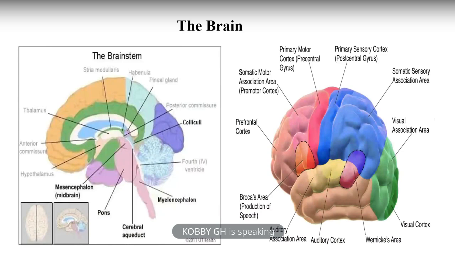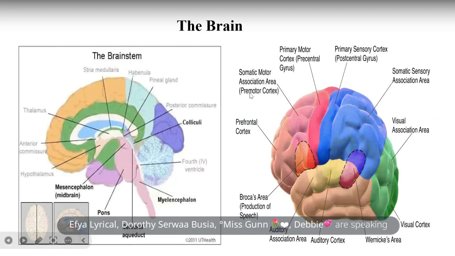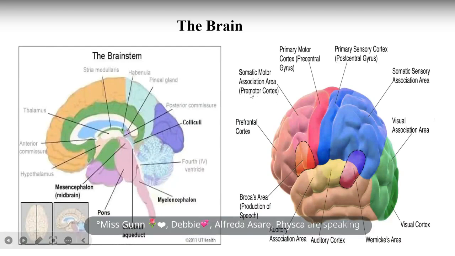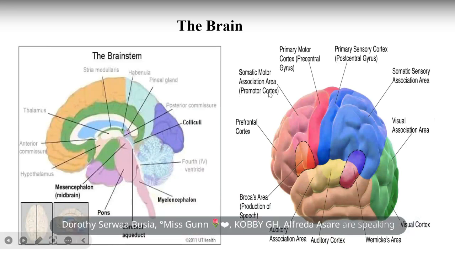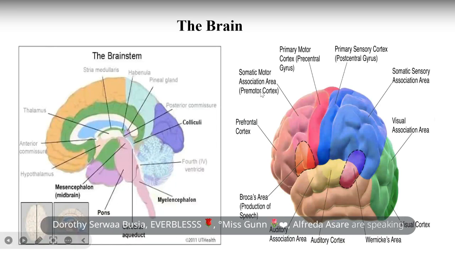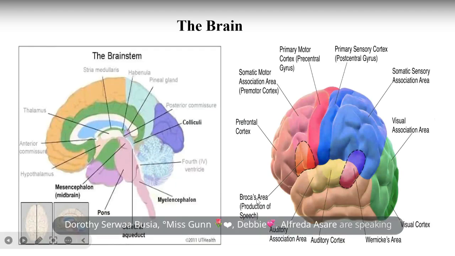Then we have the somatic motor association area, or premotor cortex. Say premotor cortex. Again, premotor cortex. Then there is Broca's area. Broca's area.